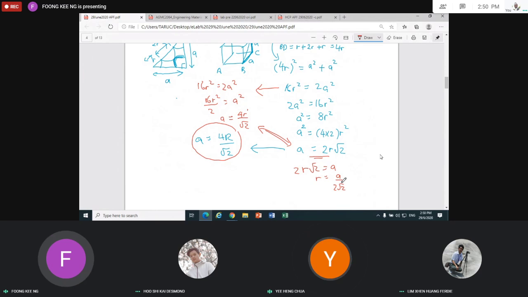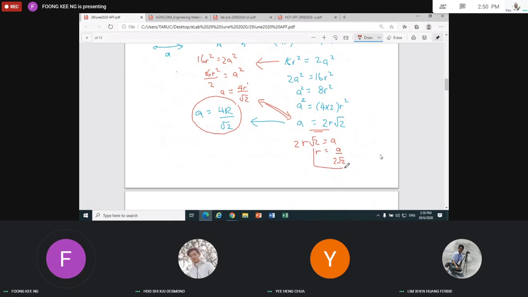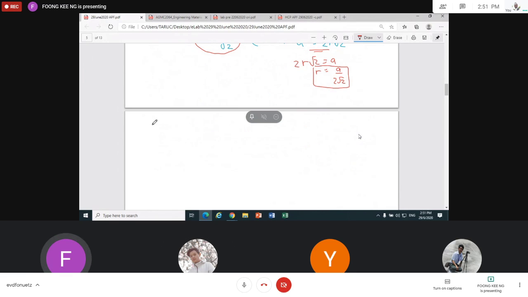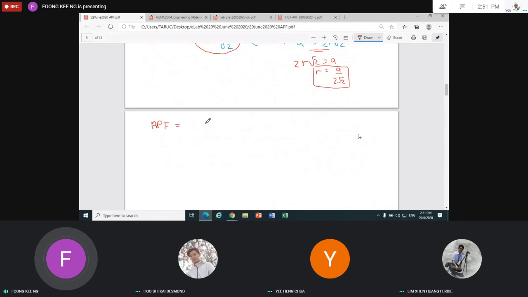Correct. Are you following? Why do I need R? Because I need to find the formula for APF, which is the volume of each atom. Atom is a sphere, so it's 4 over 3 pi R cube, so I need the value of R. Follow or not? Yes. So let's go to here. So what's APF? It equals number of atoms per unit cell. Very good. Memorize the formula. Okay, volume of one atom over volume of unit cell.